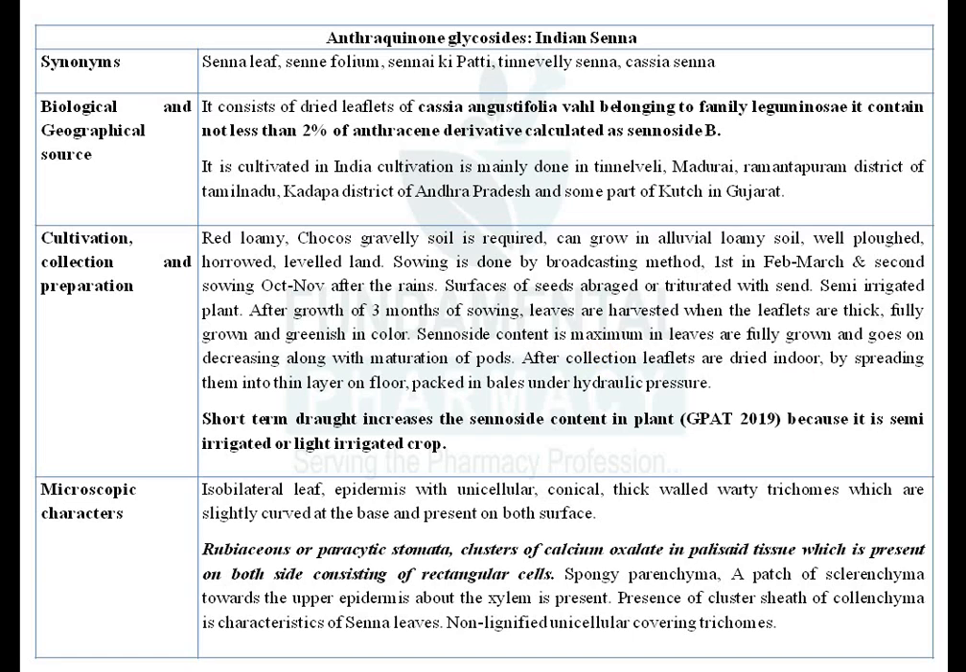As the name indicates, anthraquinone means what? Anthra means anthracene ring. So in this glycoside, you will have an anthracene ring. Anthracene ring is nothing but two benzene rings attached together. They are known as the anthracene ring. Okay, so anthraquinone, what about one? One means ketone. So an anthracene ring with two ketone groups is nothing but anthraquinone. So these glycosides will have an anthraquinone ring in their structure, in their aglycone part.